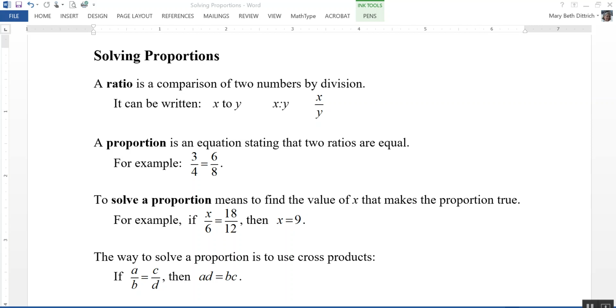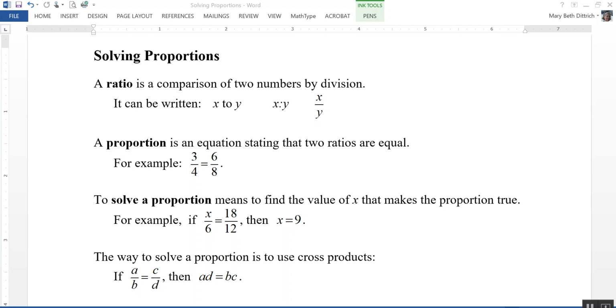A proportion is an equation stating that two ratios are equal. So for example, 3/4 is equal to 6/8. So 3 to 4 is the same as 6 to 8. To solve a proportion means to find the value of x that makes the proportion true. So for example, if x divided by 6 is equal to 18 divided by 12, then x equals 9, because 9 over 6 is the same as 18 over 12.